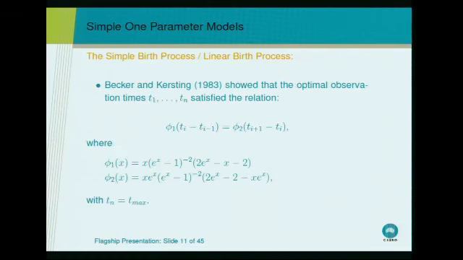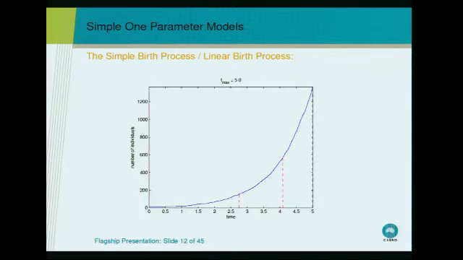So Becker and Kirsting were able to show that for the simple birth process, the gaps between observation times, this is for lambda equals 1, but the same recurrence relation applies. There's this recurrence relation between the gaps between the times, governed by these two functions, phi1 and phi2, and that the last observation should always be taken at the last possible moment, so equal to t max.